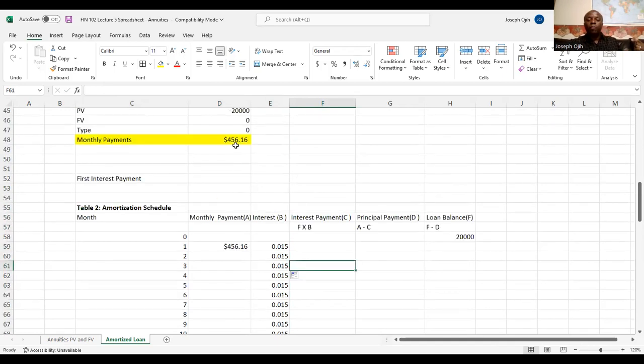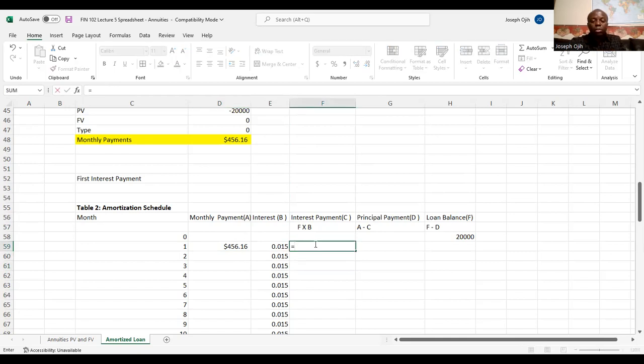And that month you pay $456.16. I put it here. And then the interest for that month will be equal to the loan balance of 20,000 times the interest.